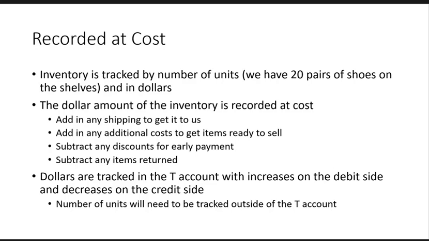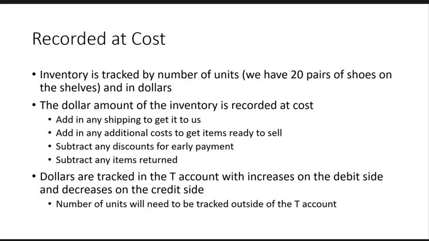Any additional cost to get items ready to sell is also included in the cost of inventory. So if we buy it in bulk, like 50 items in a big box, and then we split it out and put it in smaller boxes to sell on our shelves, then the cost of those extra boxes that we put them in would be part of our inventory cost.